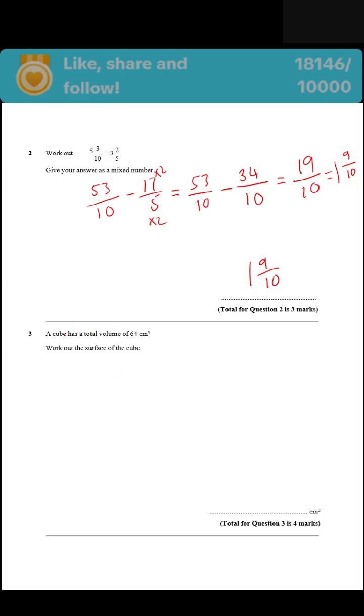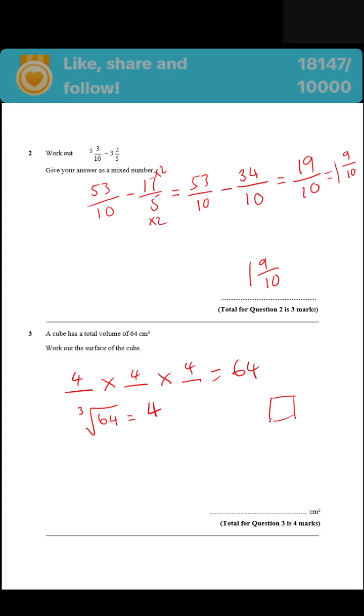So it says a cube has a total volume of 64 centimeters cubed. A cube means they all have the same side. So we've got a number times by the same number times by the same number equals 64. So we just need to do the cube root of 64. That gives you an answer of 4, so we know all the sides of our cube are worth 4. So if I draw myself a little cube, I know that each one of these sides is worth 4.